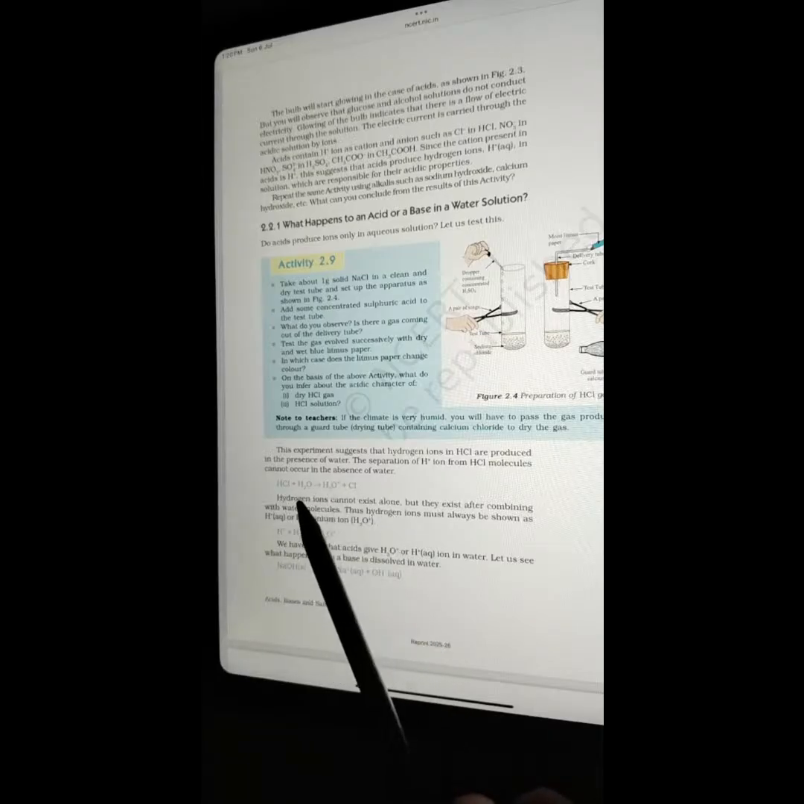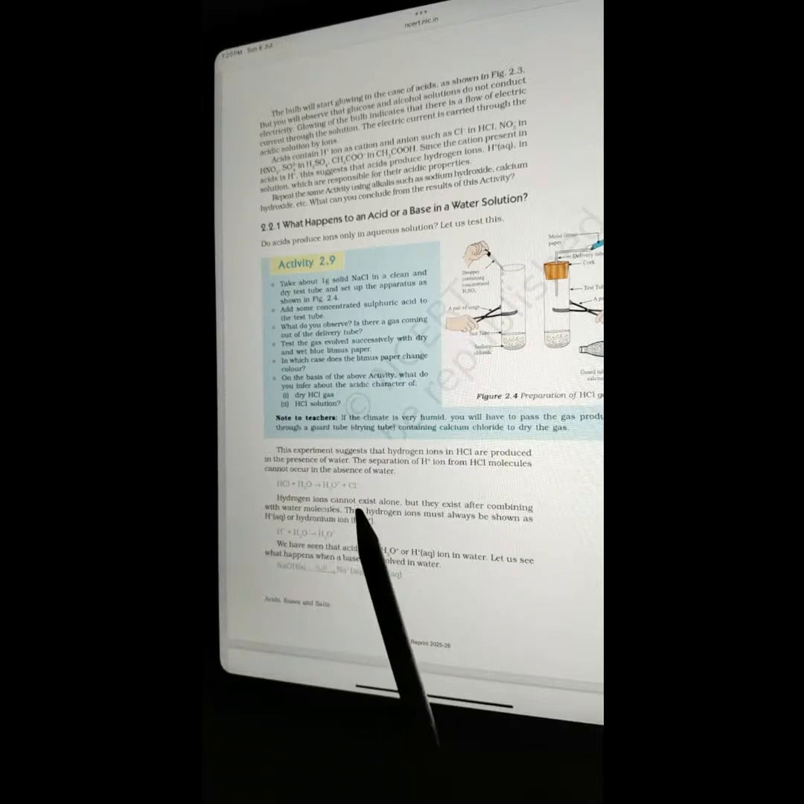So HCl plus H2O, water, will give you the hydronium ion, that is H3O+, and the chloride ion, Cl-. Hydrogen ions cannot exist alone, but they exist after combining with water molecules. Thus, hydrogen ions must always be shown as H+(aq), or as hydronium ions, H3O+. H+ plus H2O will make H3O+. We have seen that acids give H3O+ or H+(aq) in water.